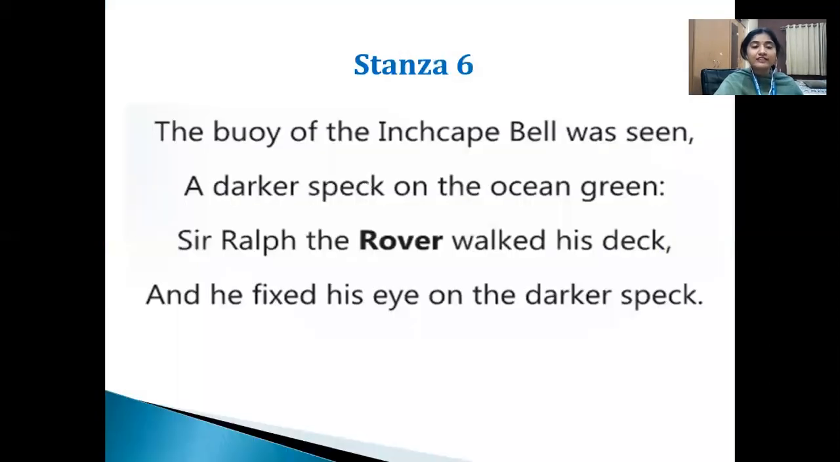The buoy of the Inchcape bell was seen, a darker speck on the ocean green. Sir Ralph the Rover walked his deck, and he fixed his eye on the darker speck.